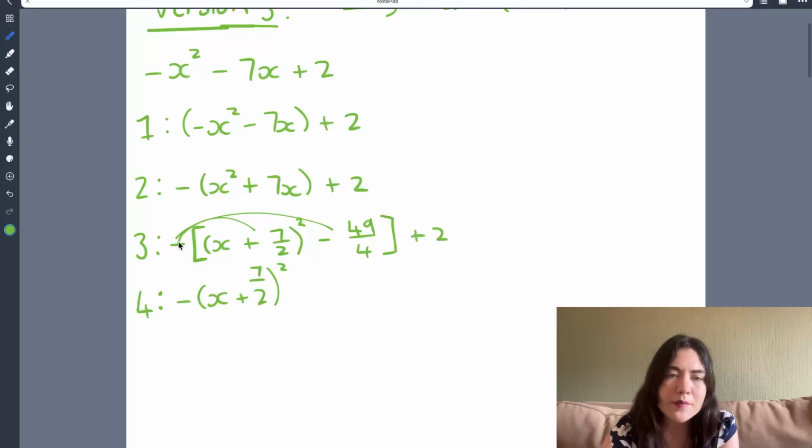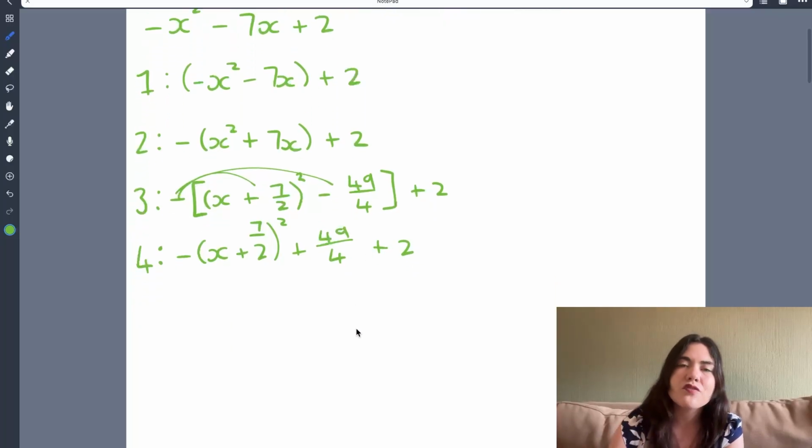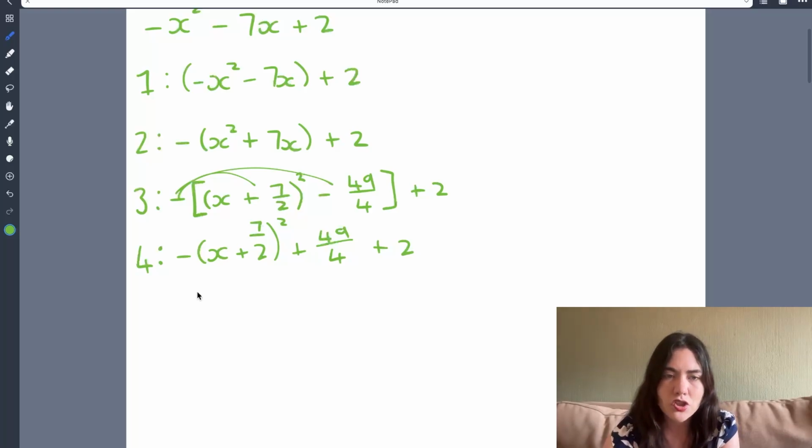When we are timesing the negative to negative 49, we must remember that a negative times a negative is a positive. So this is not going to remain as negative 49 over 4, it's going to become positive 49 over 4 plus 2. All right, so don't forget there's a second sign change in step 4.